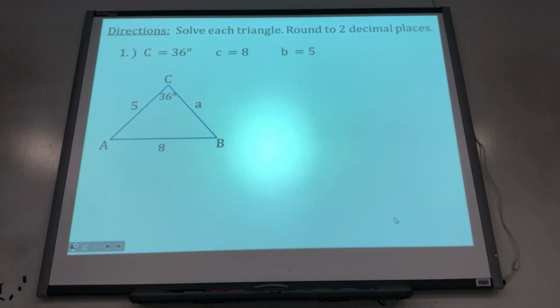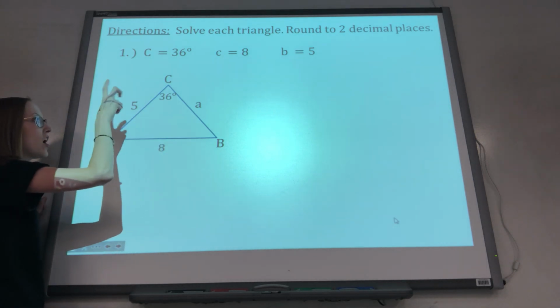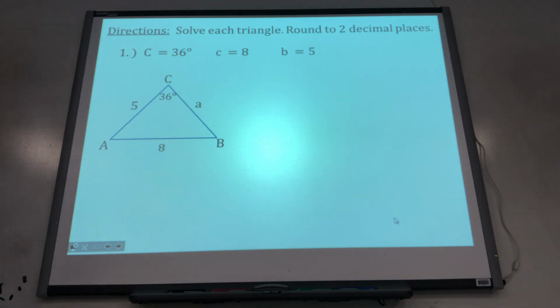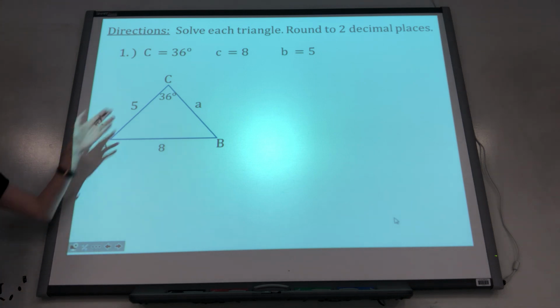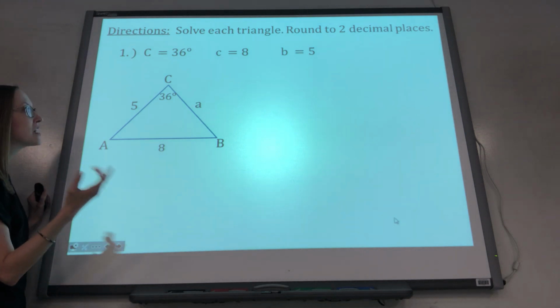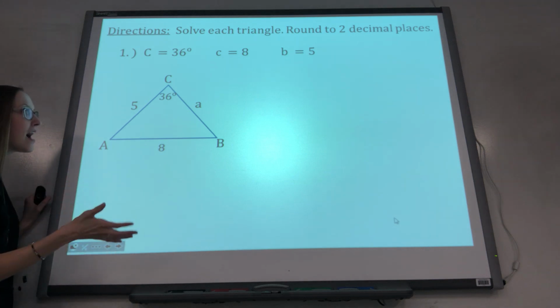Now, probably one of the hardest parts is just getting started. How do I know what to find first? I always try to take the easy route first. If I know 2 angles, I could add them up and subtract them from 180 to find the third. But I only know 1 angle here, so it doesn't look like I'm going to be able to do that just yet. So now I'm starting to think about my law of sines.